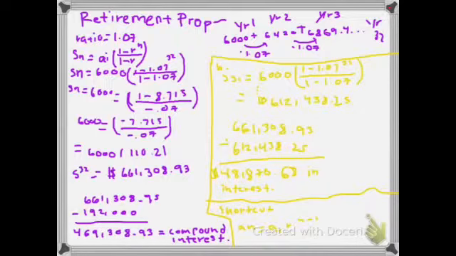And once you do that, you're going to have negative 7.715 all over negative 0.07. So once you do that, you're going to divide that up, and then you should get 6,000 times 110.21, and after you do that, you're going to get 661,308.93.